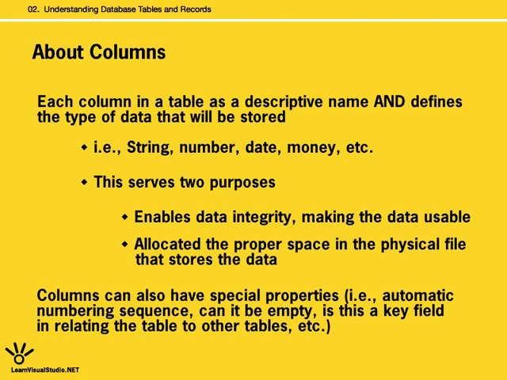And then the third thing that defines a column is special properties. And there's a number of different special properties. We'll talk about a few of them in this lesson and then a couple of others as we continue on. But they can be things like whether or not the column will automatically be numbered as new rows are added to that particular table, or can this particular column be left empty? Is this a key field in relating tables to other tables? And there's actually a few more properties that we can set as well.